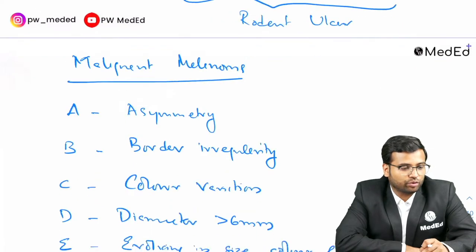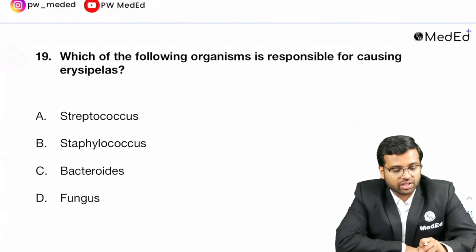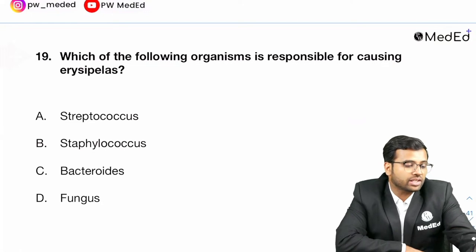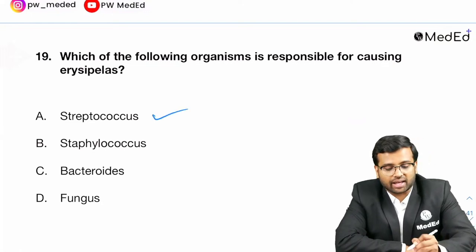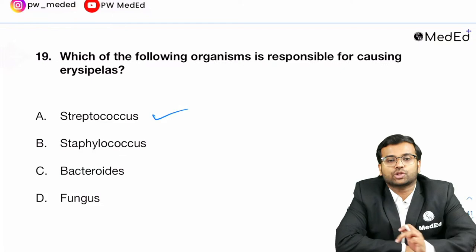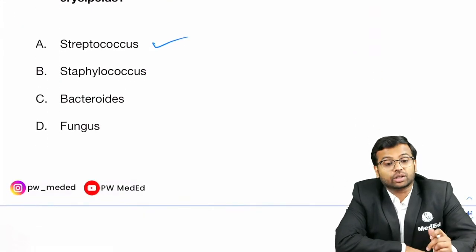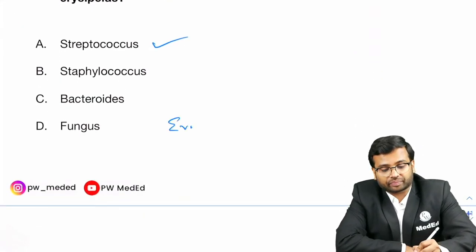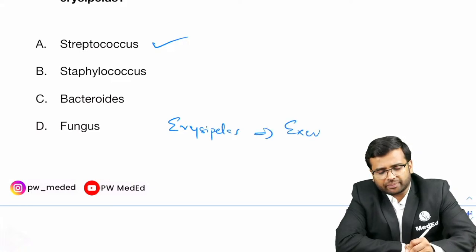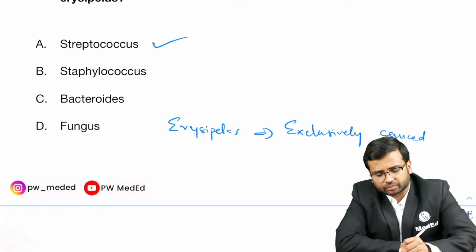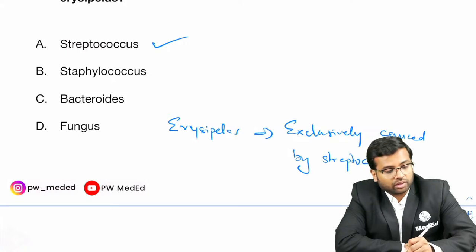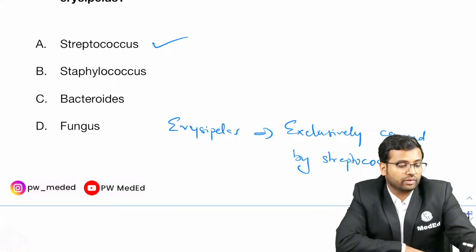So now let's move to the question which we were discussing. Most of you have answered it as streptococcus, and that is the right answer as well. So please remember, this condition called erysipelas is exclusively caused by streptococcus.